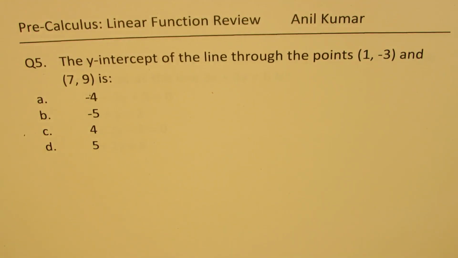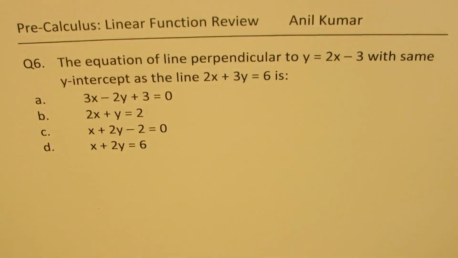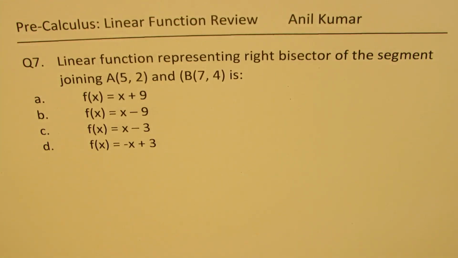Question number 5 is to do some algebra with 2 points and find the y-intercept for the line, which is a linear function. Question number 6 is you need to now work out a line equation which is perpendicular to a given line with a given y-intercept. Question number 7, linear functions, you need to write a line which is a right bisector of the given segment. So this will recall some concepts which you learned about lines earlier.